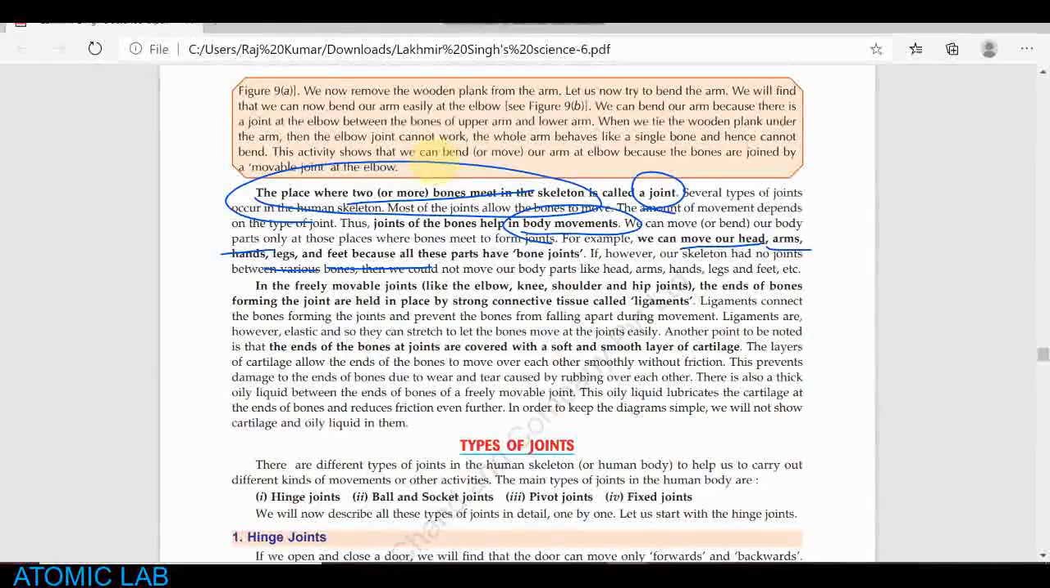So I think you got the meaning of it, and you have to remember that in our freely movable joints there is a strong connective tissue present, and that is known as ligaments. A ligament is a tissue which holds two different bones. Suppose this is the first bone and this is another bone. These bones are interconnected by a strong tissue, and this strong tissue is known as a ligament.